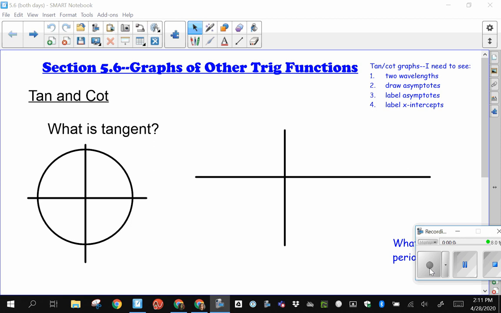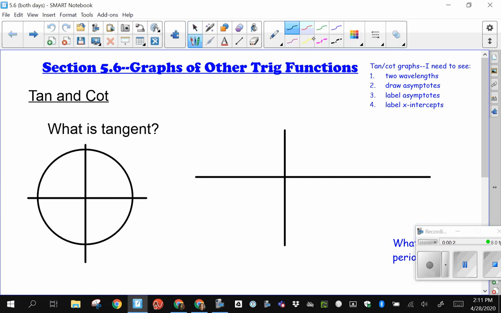Hey everybody, this is section 5.6. The title is Graphs of Other Trig Functions. So in the first video in this lesson, I'm going to show you how to graph tangent and cotangent waves. And then in the second video, we're going to do the rest of the reciprocal trig functions, cosecant and secant. So let's start with tangent.